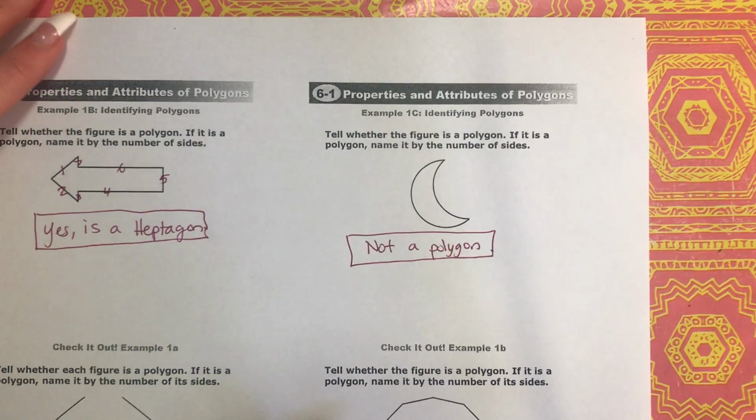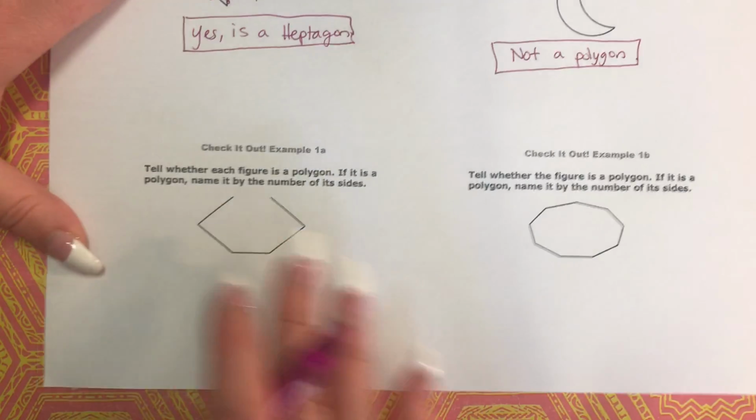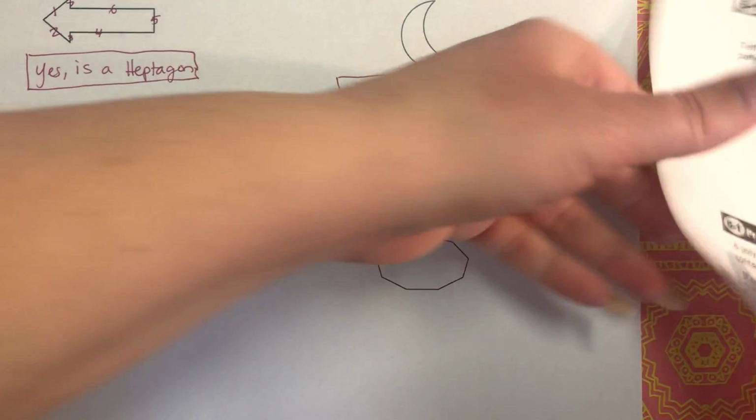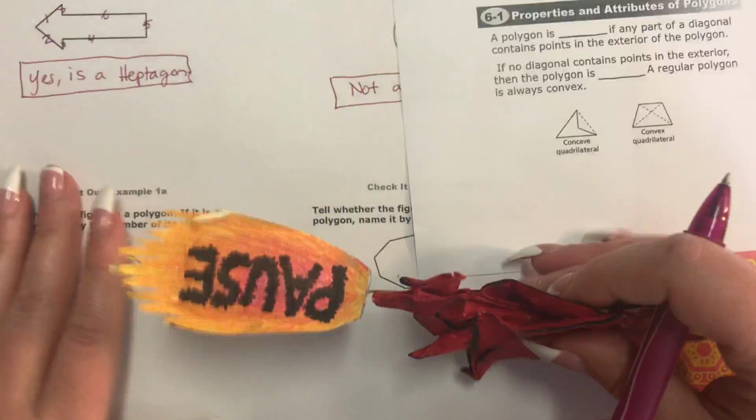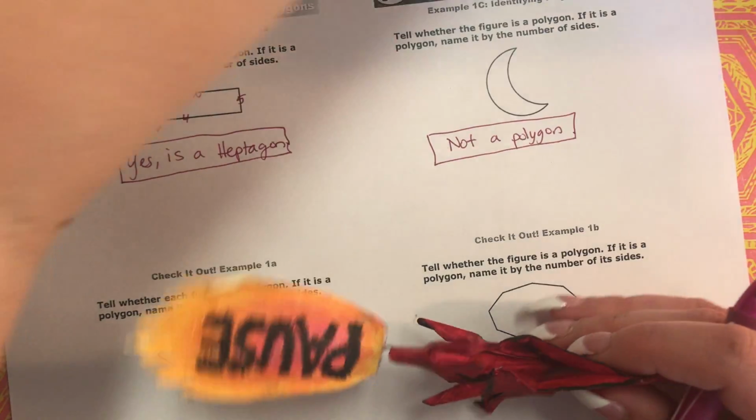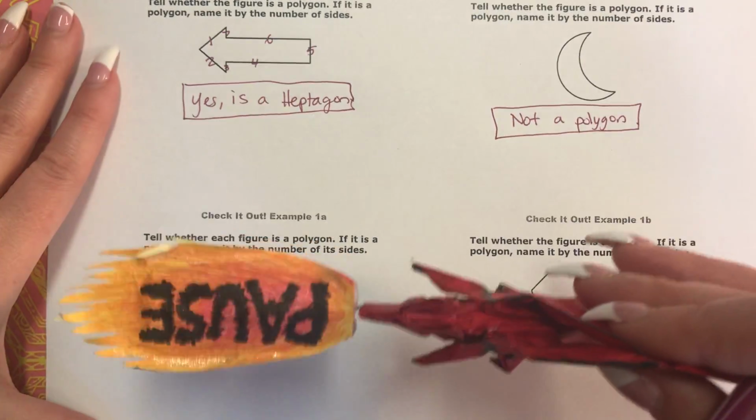All right, perfect. Now it is your turn, ladies and gentlemen. I want you to try 1A, 1B, and 1C here. So here is, my friend, the pause dragon, reminding you to pause your device. Go ahead and get started. When you get done, press play, and we'll talk about it. All right, see you in a bit.